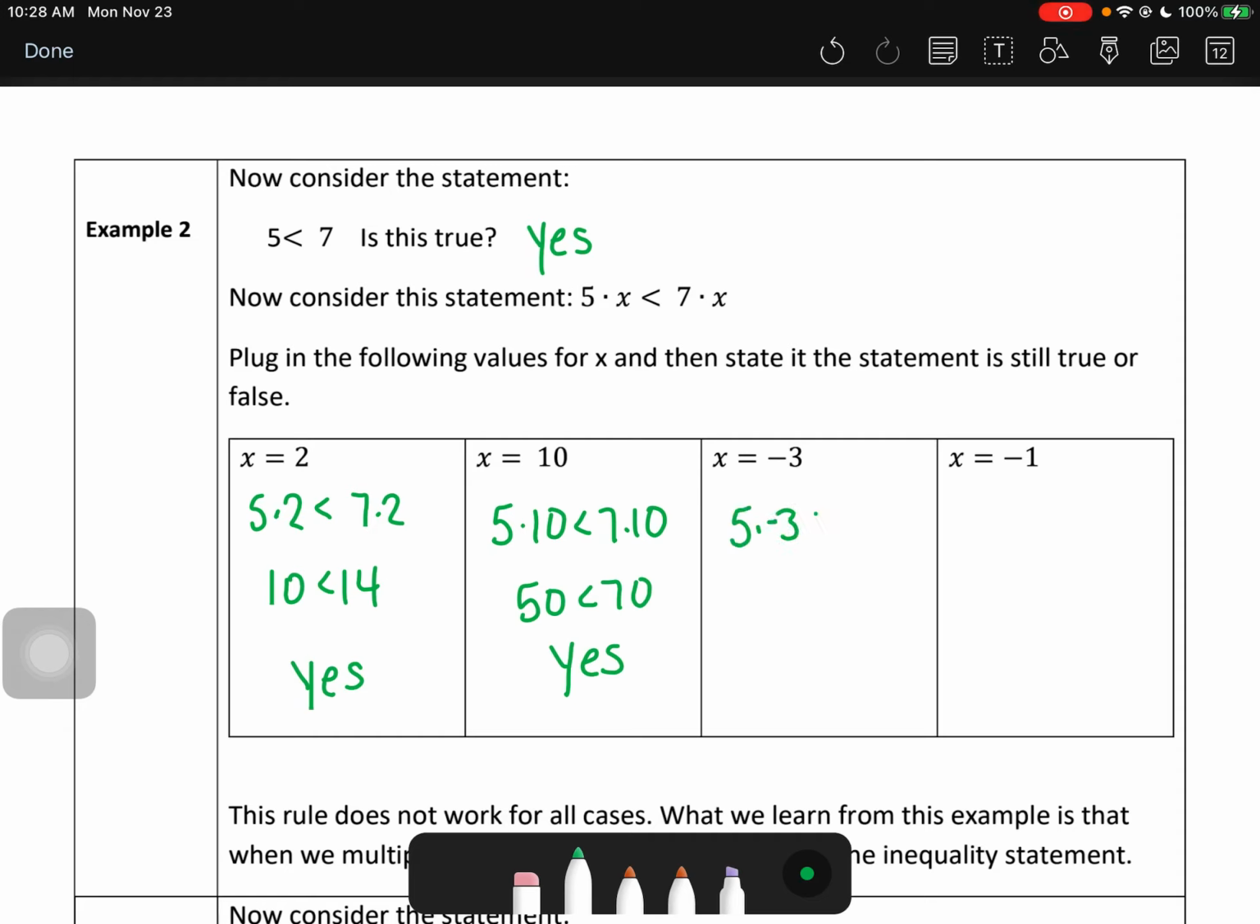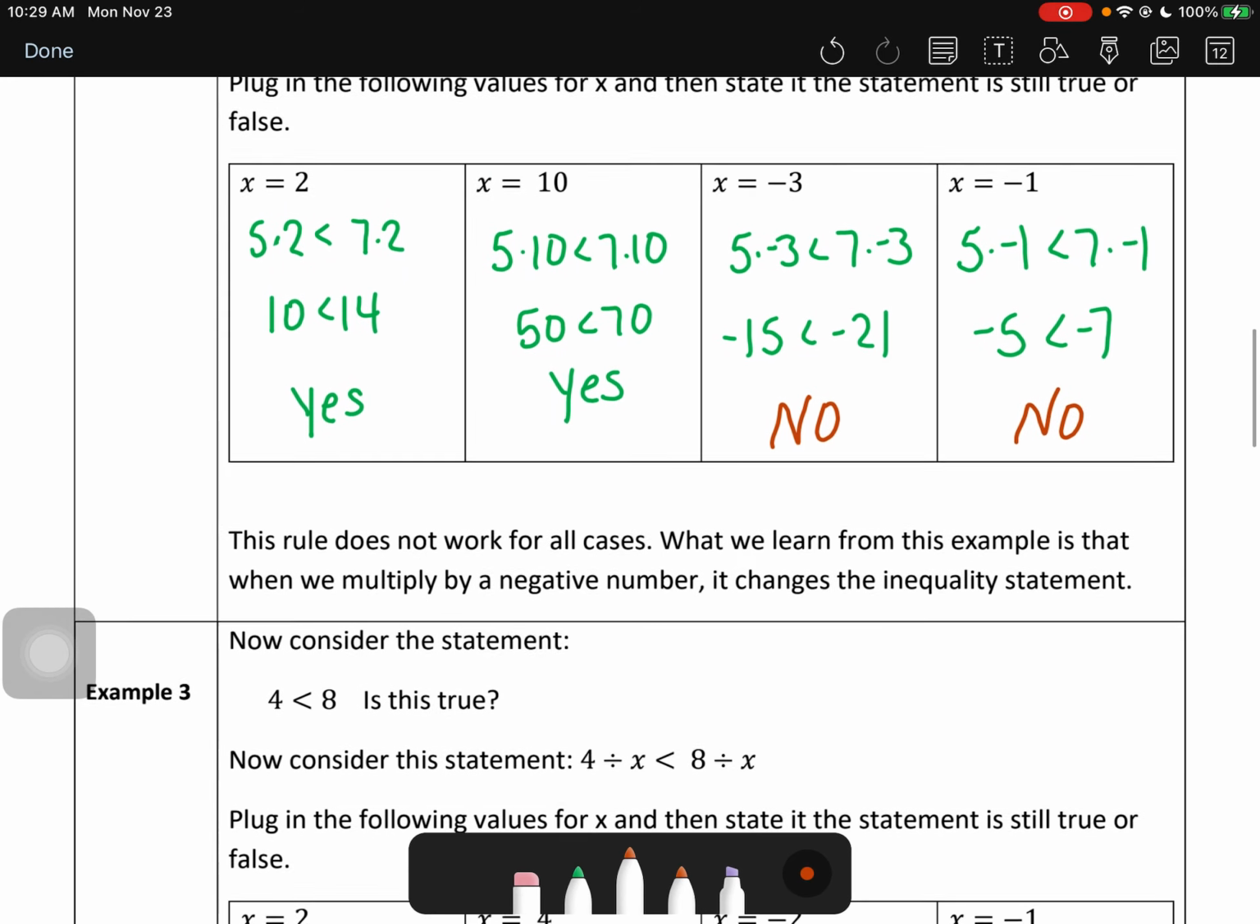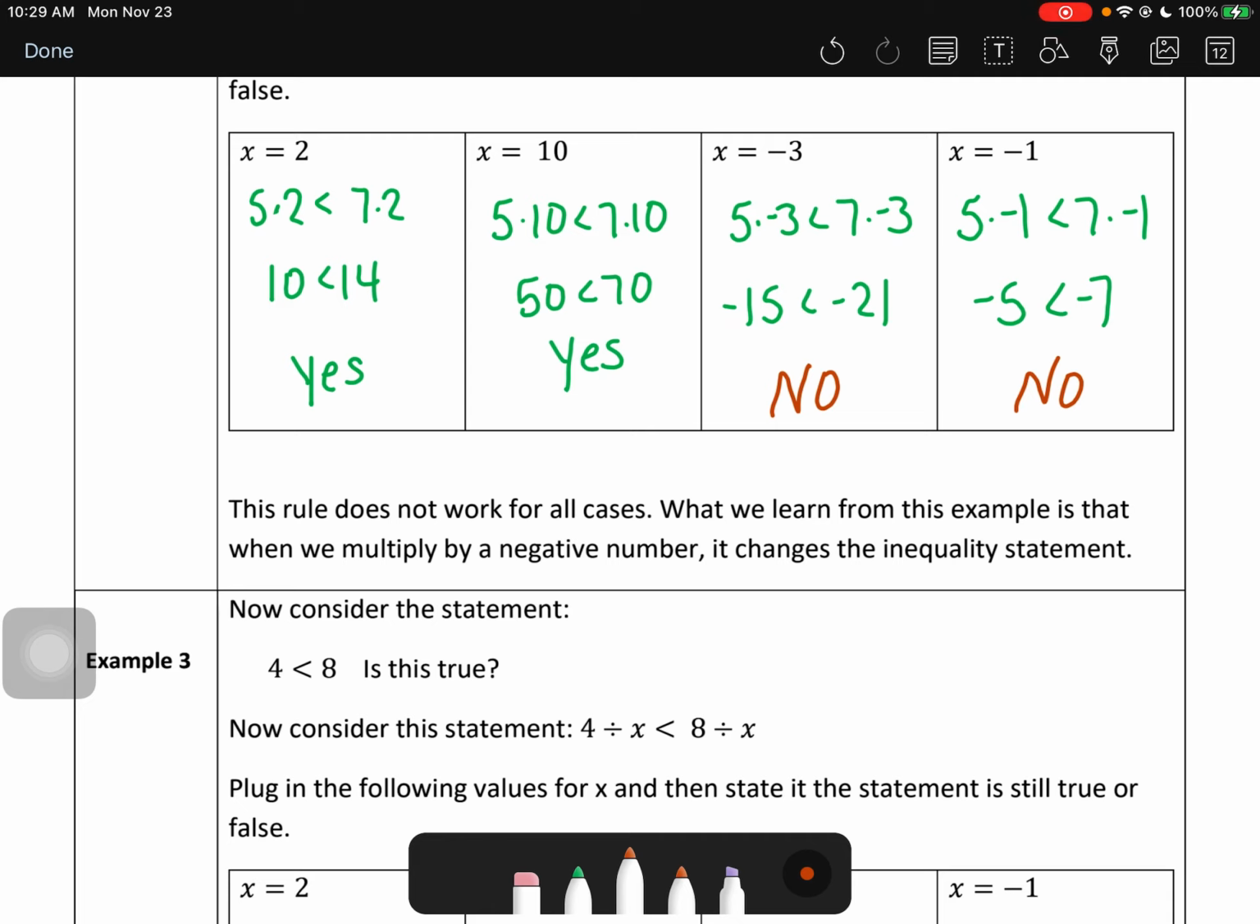5 times negative 3, is that less than 7 times negative 3? 5 times negative 3 is negative 15. Is that smaller than negative 21? No, it's not. Let's take a look at another one. 5 times negative 1, is that less than 7 times negative 1? Is negative 5 smaller than negative 7? No, it isn't. This rule is not going to apply for all cases. What we learned from this example is that when we multiply by a negative number, it will change or flip the inequality statement.